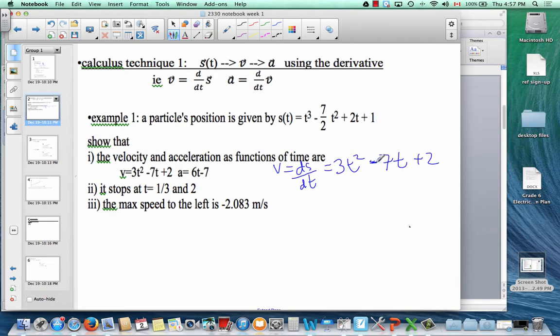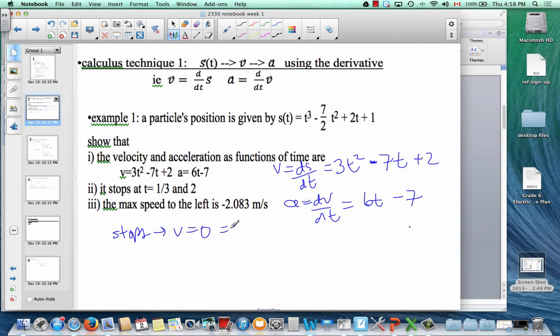Our acceleration will then just be the derivative of the velocity. So we're just going to differentiate again, dv dt. And that's going to give us 6t minus 7. So we were asked to show that, and indeed we have. The next thing we're asked to show is the times when it stops. Well, we need to use a bit of physical reasoning here. Stops, of course, happens when the velocity is 0.